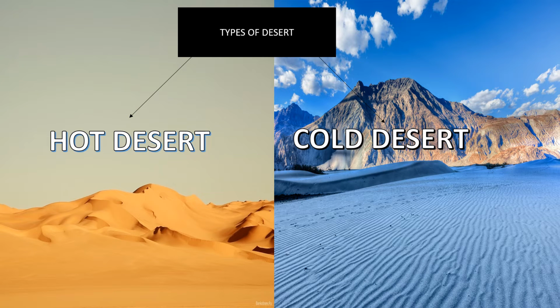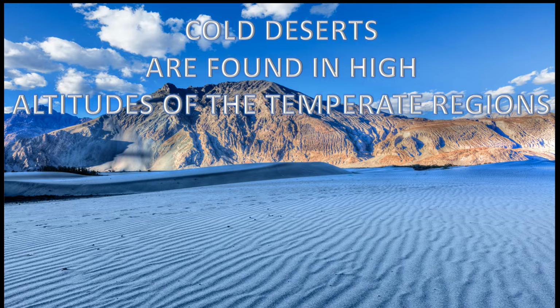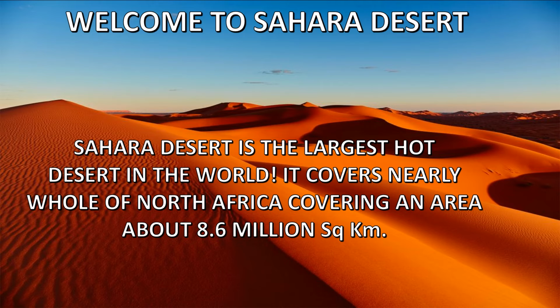There are two types of deserts found in the world. The first one is hot desert, the other one is cold desert. Hot deserts are found in tropical regions. Do you know what a tropical region is? It is the part of the earth's surface between the Tropic of Cancer and Tropic of Capricorn. An example of a hot desert is the Sahara Desert, whereas cold deserts are found in high altitudes of the temperate regions.